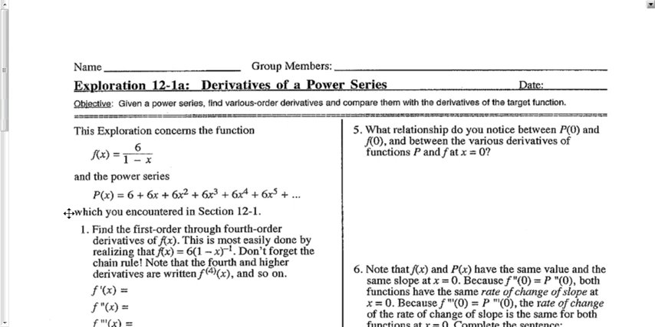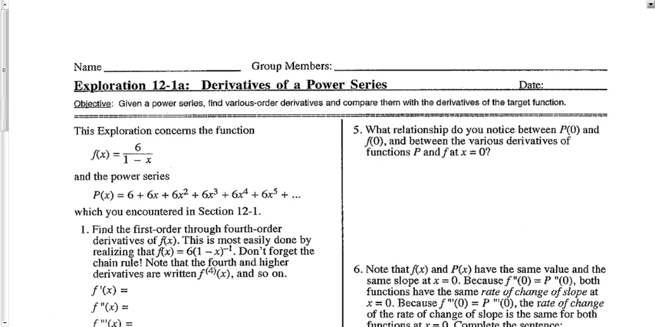Hello, today we're talking about power series. We're going to look at how a power series of a function is represented in the derivatives of the function and the power series and how this all matches up.